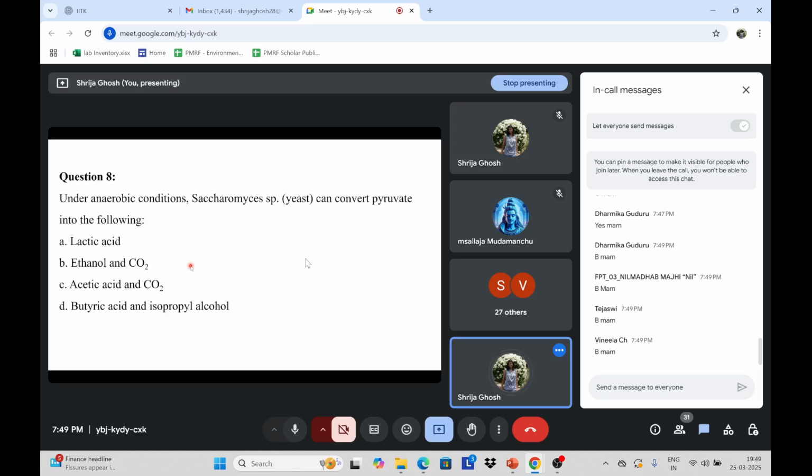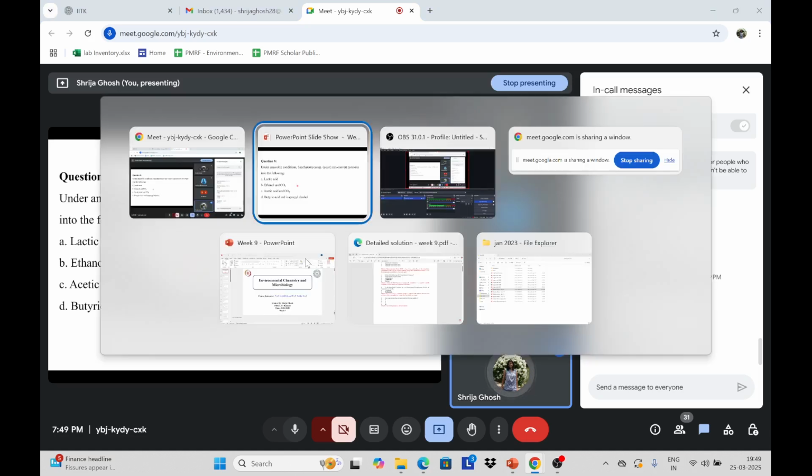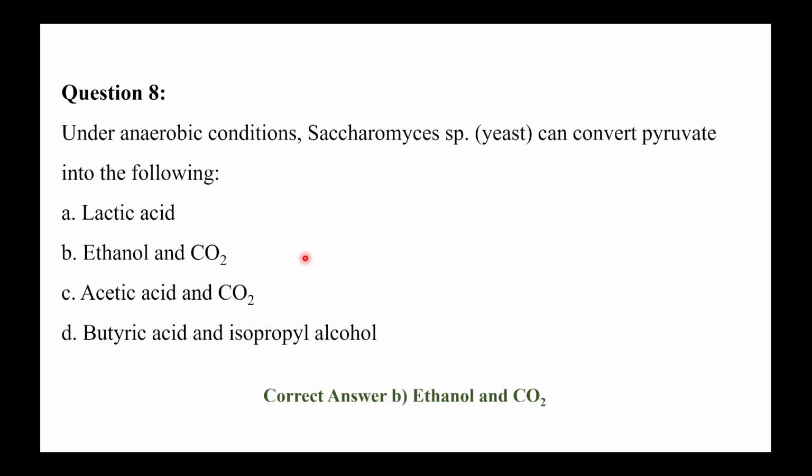Okay, four people are agreeing with option B. So that is the correct answer. So you all are correct. Ethanol and CO2.